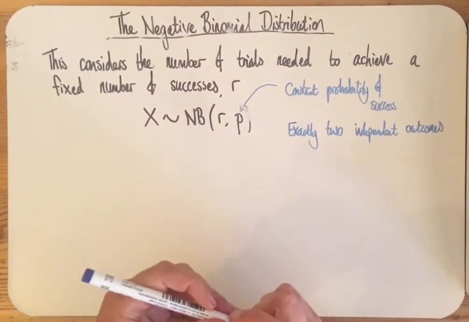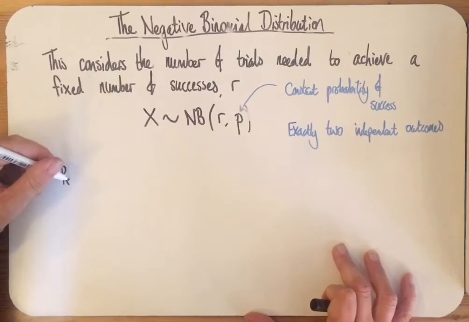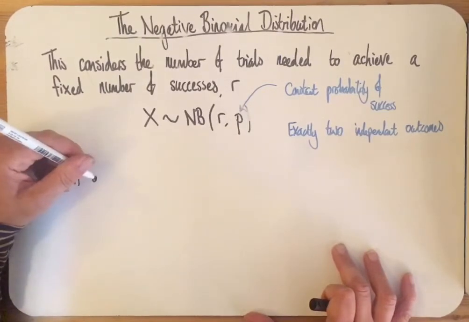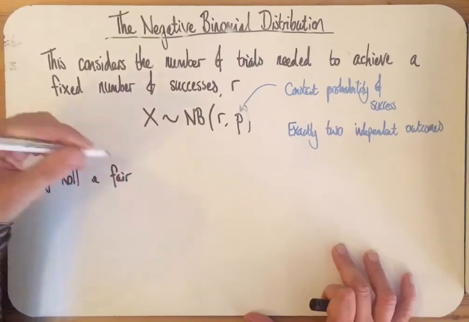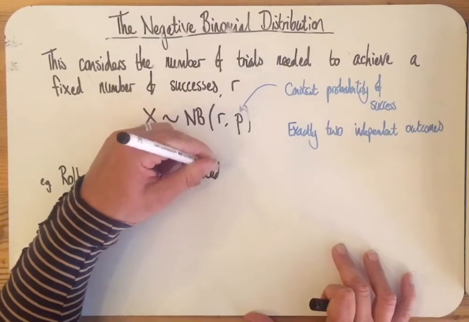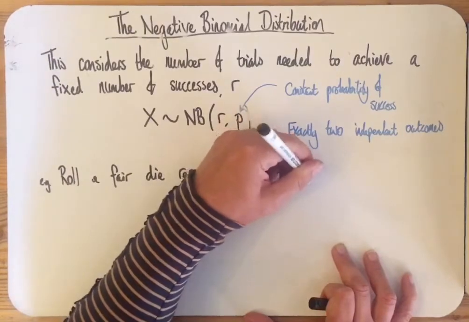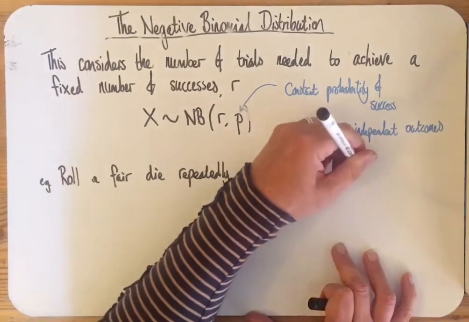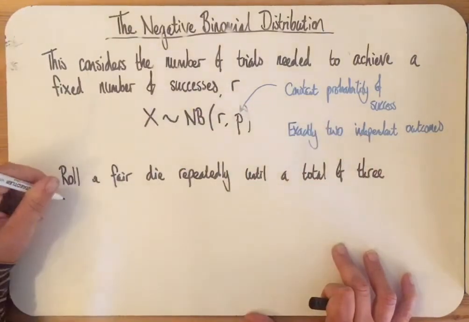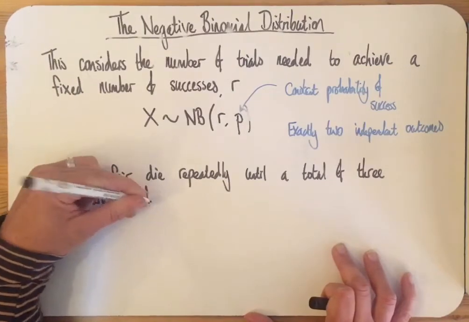So what I want to do is consider rolling a fair die repeatedly until a total of 3 sixes are rolled. So roll a fair die repeatedly until a total of 3 sixes are rolled.